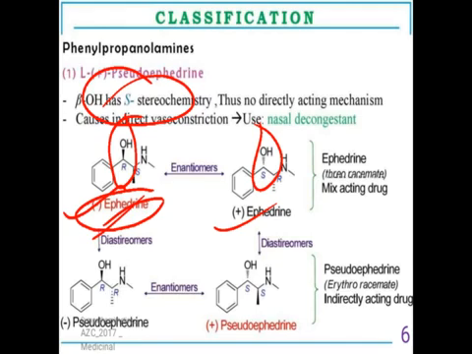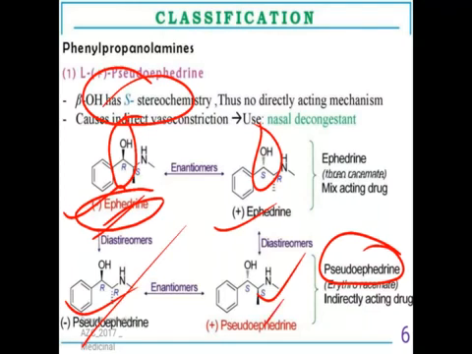So ephedrine has the racemic mixture, that is the RS configuration as well as the SR configuration. So they are diastereomers also, that is the RR and SS. These are called pseudoephedrine. The SS configuration or RR configuration are the diastereomers of positive ephedrine and negative ephedrine. They are called pseudoephedrine and negative pseudoephedrine. So pseudoephedrines are the indirectly acting drugs, and ephedrines are the mixed acting drugs. These are the enantiomers of each other.